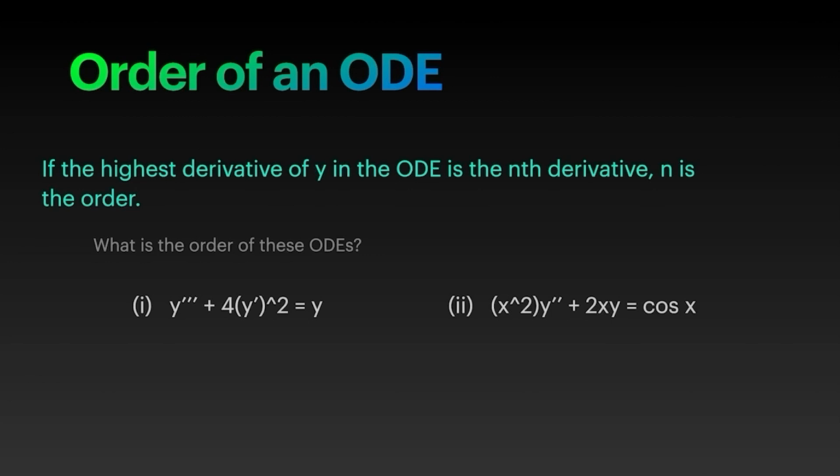The reason the order is important is because we've developed order specific methods to solve differential equations. So there are methods which work for first order differential equations and then methods which work for second order differential equations. And to use these, we must first identify what is the order of the differential equation.